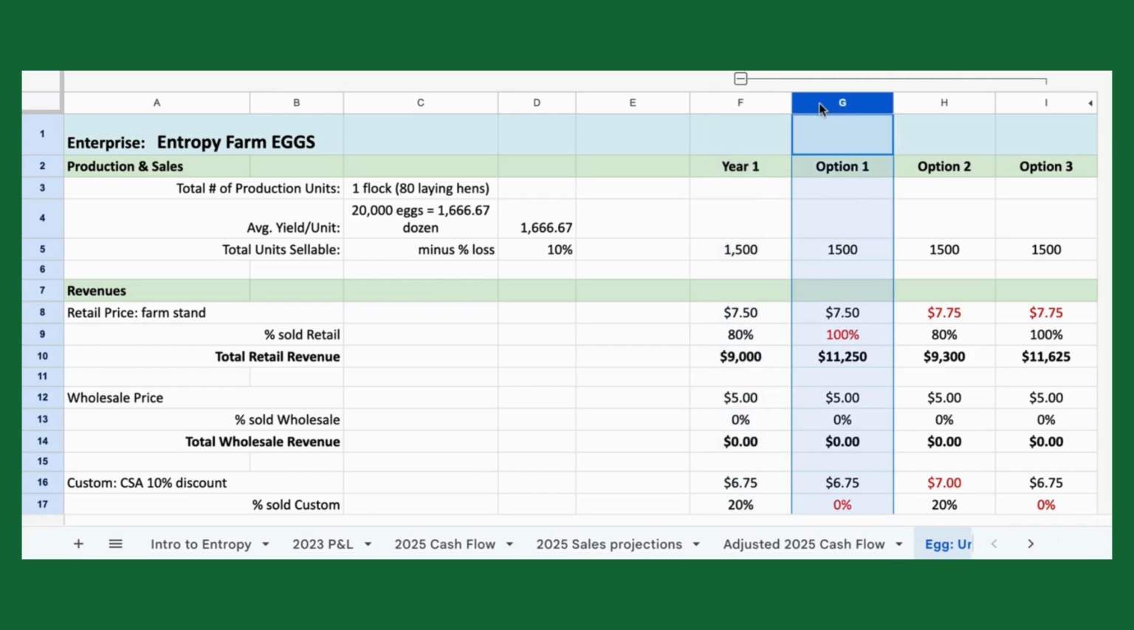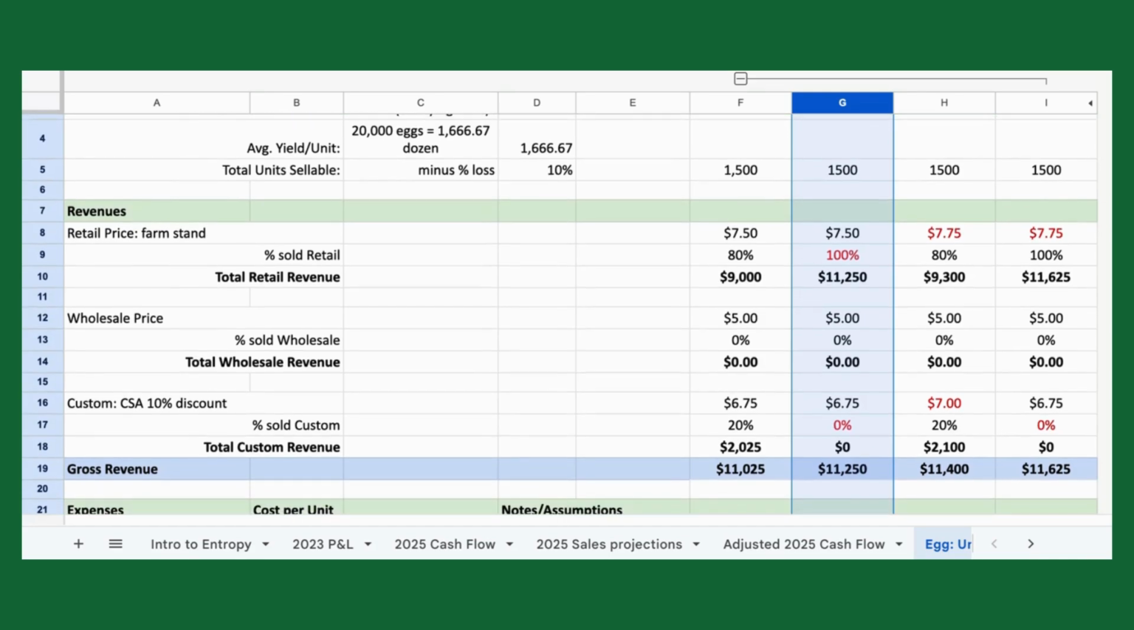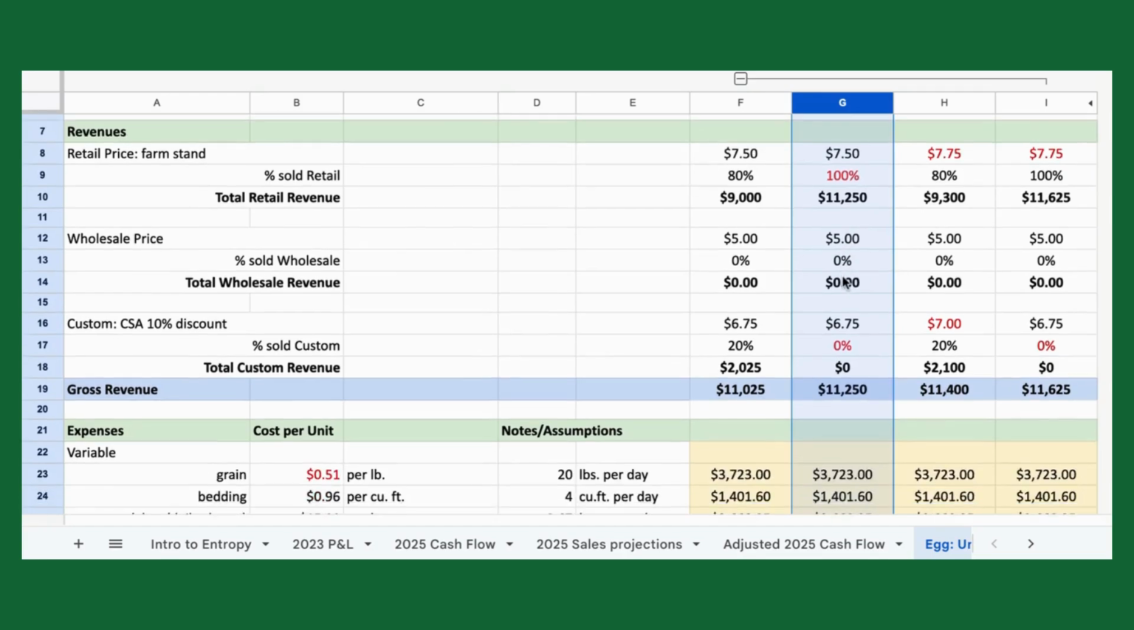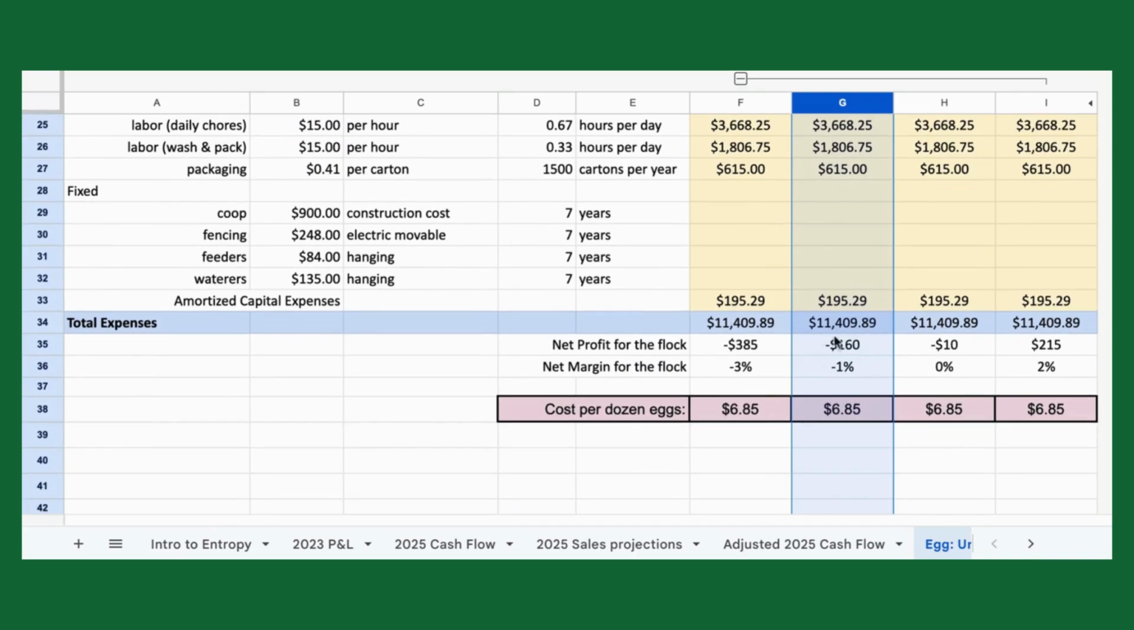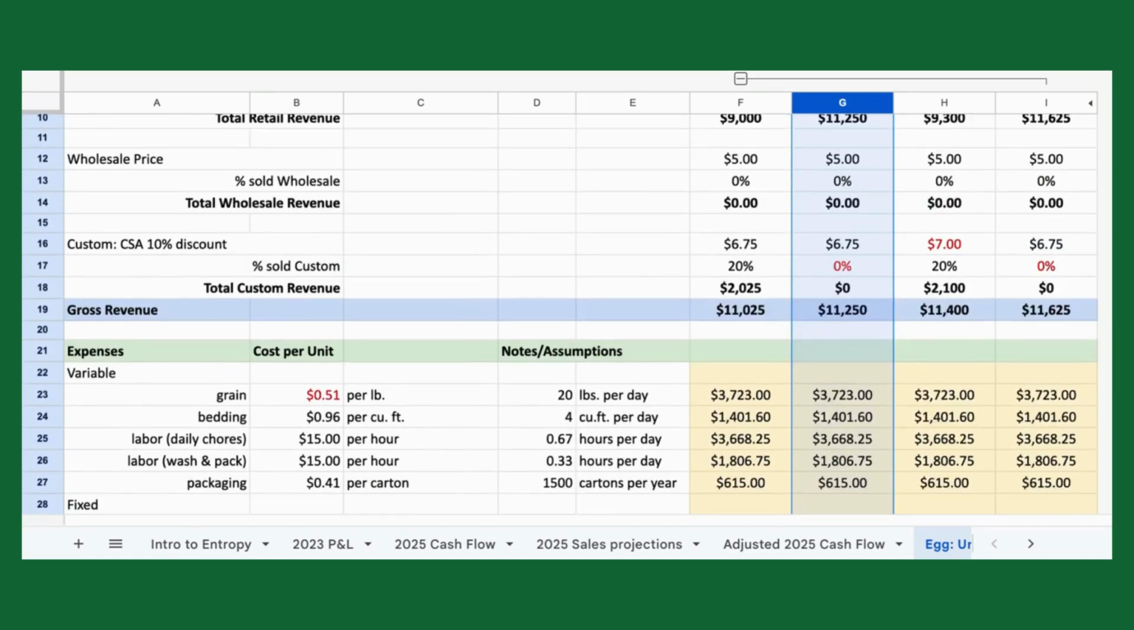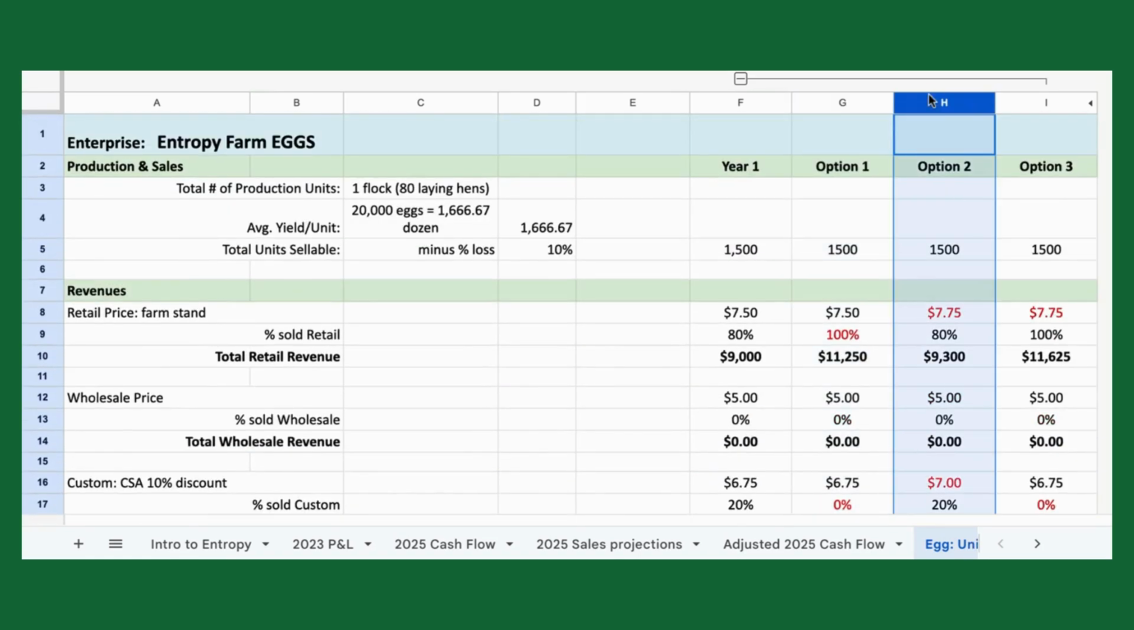So, option one in column G shows what things could look like if they stopped giving the discount to their CSA customers. They're not going to sell at $6.75. They're going to sell 100% of their eggs at the full retail price of $7.50. So let's scroll down to the bottom. And we'll see with this action, they're still losing money, albeit a little bit, $160. And they might be okay with it, they might not. That's one option.